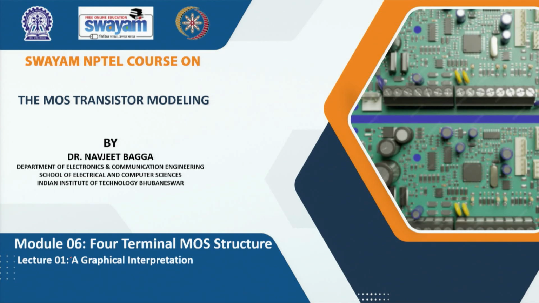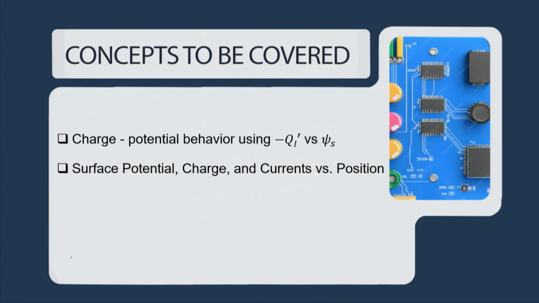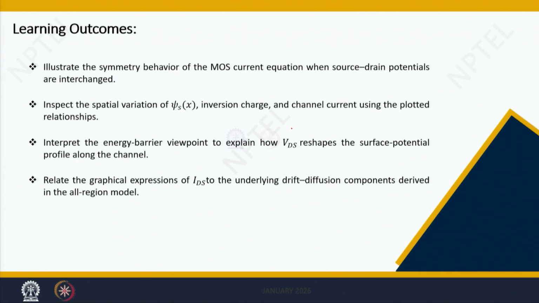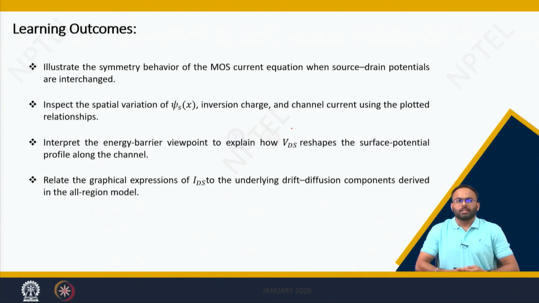We are in module 6, 4 terminal MOS structure, lecture number 1, a graphical interpretation. In this lecture, we will see how we can define the MOS transistor physics based on the graph plotted between minus Qi dash versus psi s, where this is nothing but inversion charge. We will also see how we can relate the surface potential, charge and current with respect to position along the channel. These are the learning outcomes of this lecture, which tell us the symmetry of the MOS transistor, and also give you an idea how we can relate the surface potential and charge as a function of x, or position along the channel.